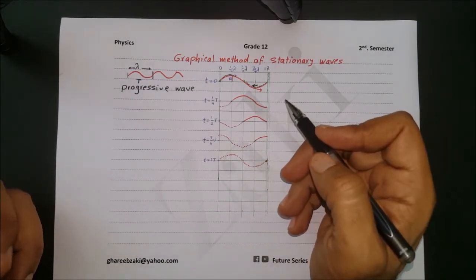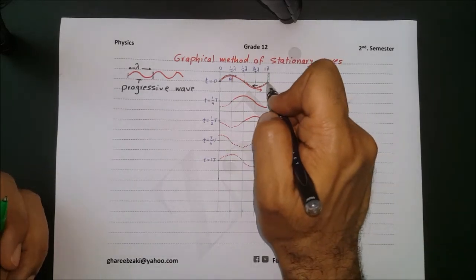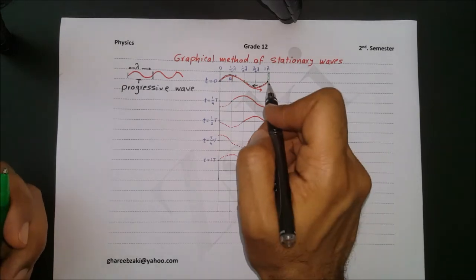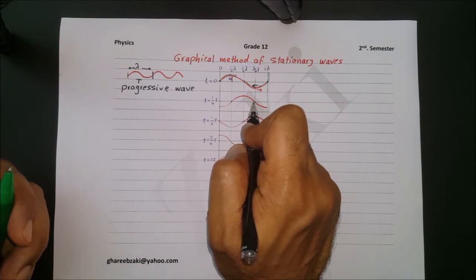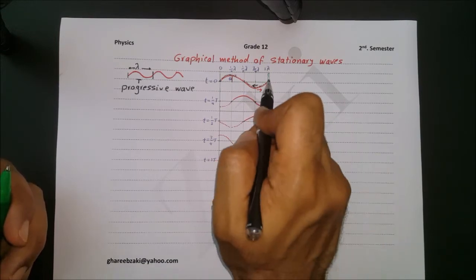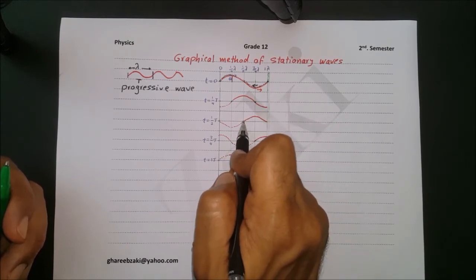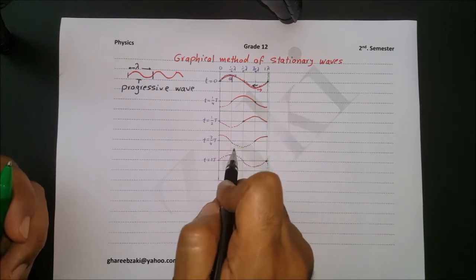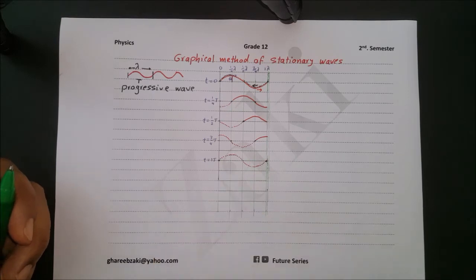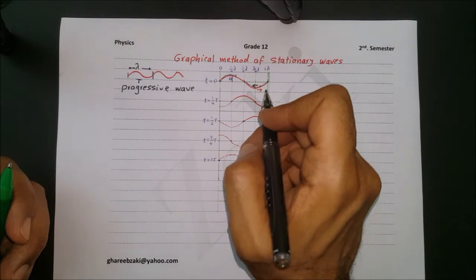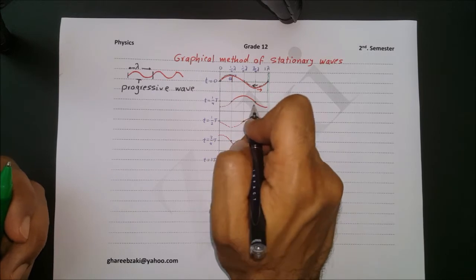According to superposition, the two waves interfere. We need to study the position of this point after a quarter time period, so it becomes this position. After another quarter time period, the point reaches this. After another quarter time period, the point reaches this position. After one complete time period, it reaches this. So this is the direction of movement of the reflected wave.